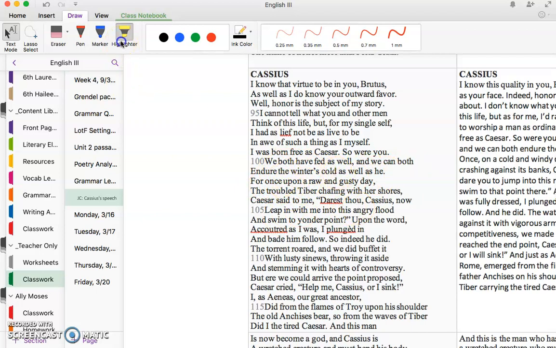We'll get into that story in one moment. Essentially, the point that he makes right here is that I was born as free as Caesar, and I would not be in awe of such a thing as myself. So he's essentially making a reasonable conclusion right here. He does not want to worship or bow down to something that he should be equal to. And he continues to give some more evidence of that reasoning right here. I was born free as Caesar, so were you. So this is his reasoning or his conclusion that he comes to.